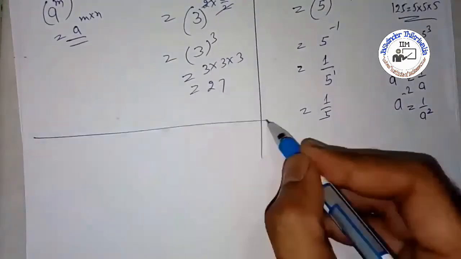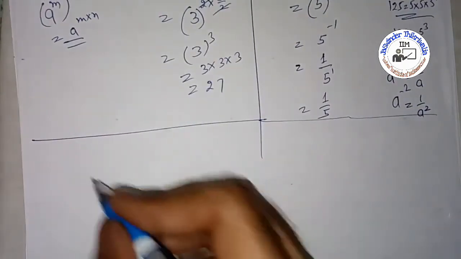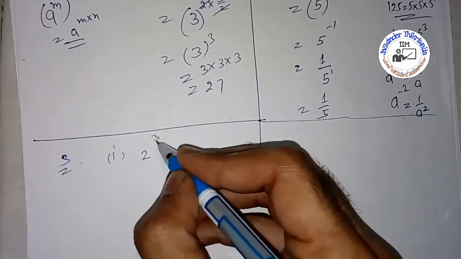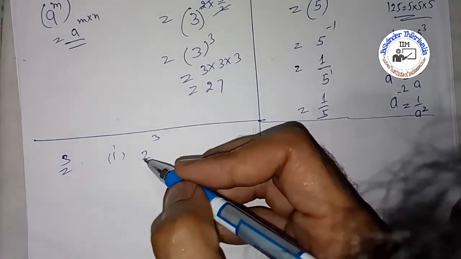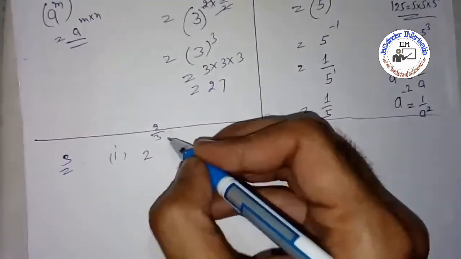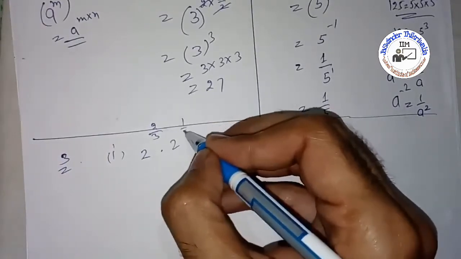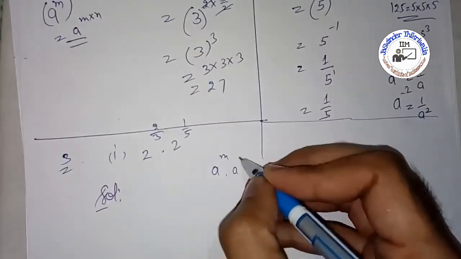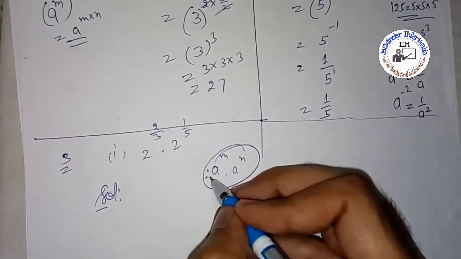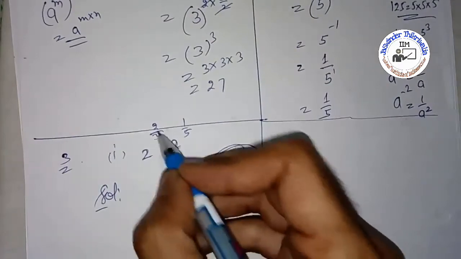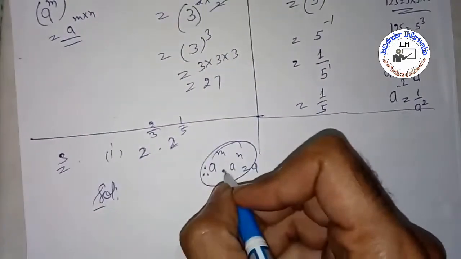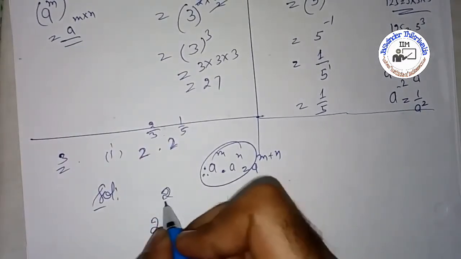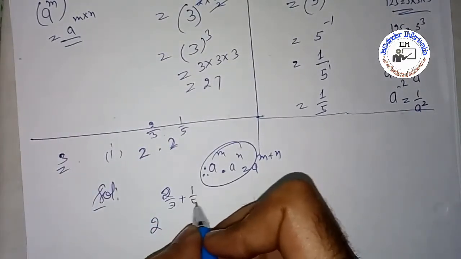Now the third question is quite simple, and it's the last question of our exercise as well as of our chapter. 2 to the power 2 by 3 into 2 to the power 1 by 5. Now you look beta, compare with this law, a to the power m, a to the power n. If bases are the same, powers are different, and they are in a product, then we will simply add the powers. So it will be 2 to the power 2 by 3 plus 1 by 5.